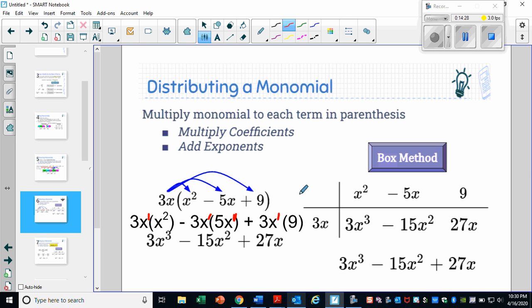Then there's also the boxing method. Think about this as a multiplication table. Same thing, 3x times x squared, 3x to the third, 3x times negative 5x, negative 15x squared, 3x times positive 9. We don't see it. You can say plus 9, and then we have plus 27x. So in the end, there we go. Just bring down your terms with the appropriate signs, and you're done.